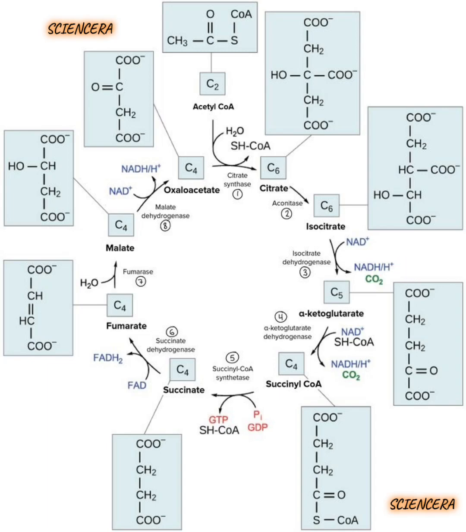Step number 4, alpha ketoglutarate will undergo oxidative decarboxylation to form your succinyl coenzyme A, which is your 4 carbon compound. The reaction is catalyzed by the alpha ketoglutarate dehydrogenase enzyme complex. One molecule of carbon dioxide is then released, and NAD plus is converted into NADH.